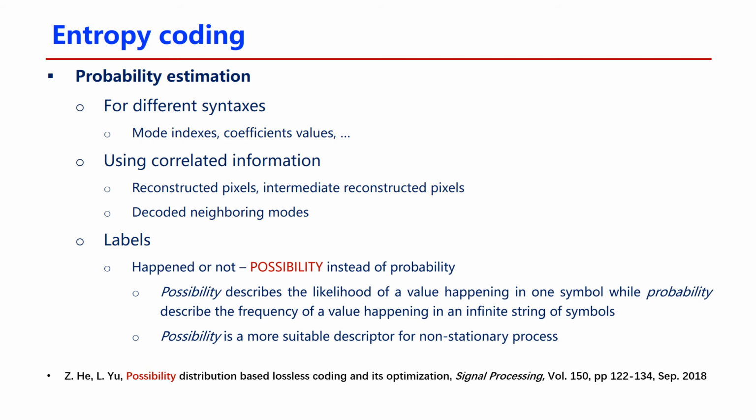Here, the possibility describes the likelihood of a value happening in one symbol, while probability describes the frequency of the value happening in an infinite stream of symbols. This concept was proposed in one of my papers in 2018. So in fact, we are estimating the possibility, but not the probability. The inaccuracy of the estimation may cause extra bits of coding.